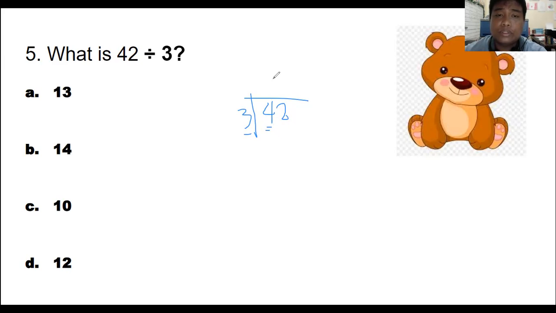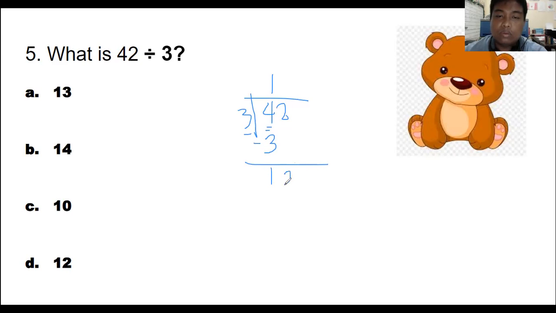Look at the division. Look at the multiplication of 3. So 3 times 1, 3. 3 times 2, 6. No. So 3 times 2 is much bigger than 4. So we'll use 3 times 1, 3. Then subtract. Okay, 4 minus 3, 1.